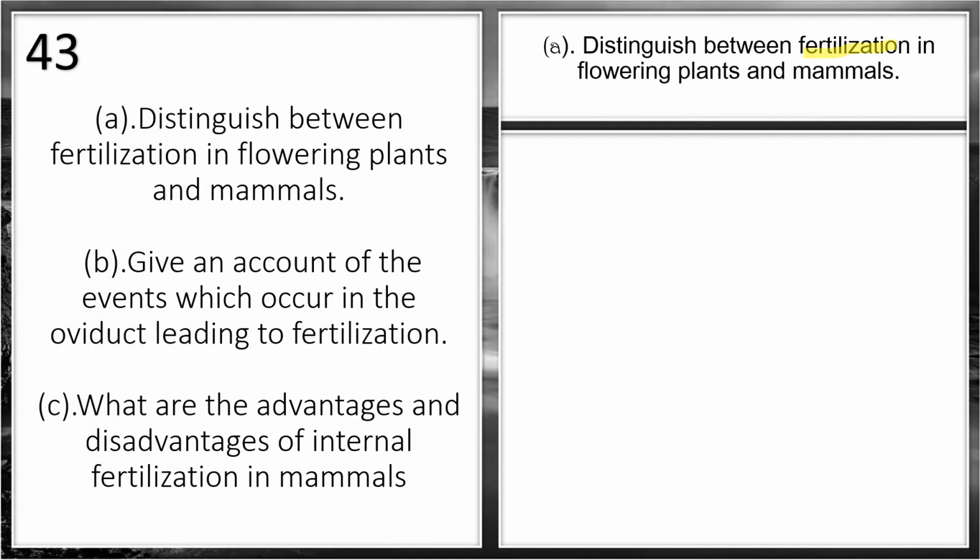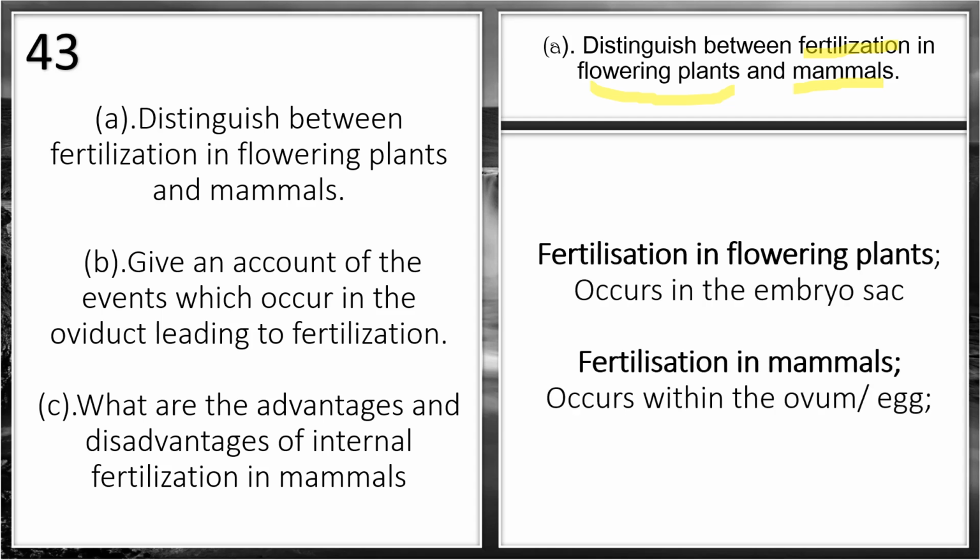Distinguish between fertilization in flowering plants and mammals. In flowering plants, it occurs in the embryo sac. In mammals, fertilization occurs within the ovule or the egg.